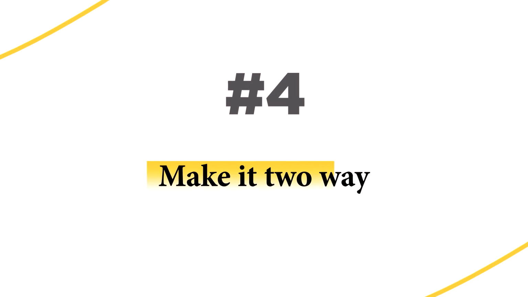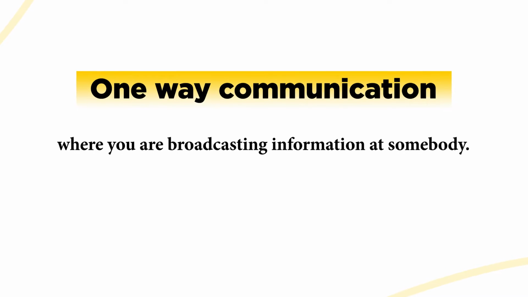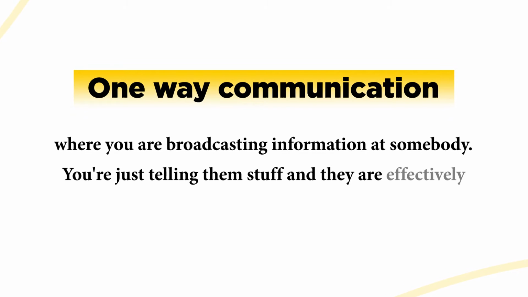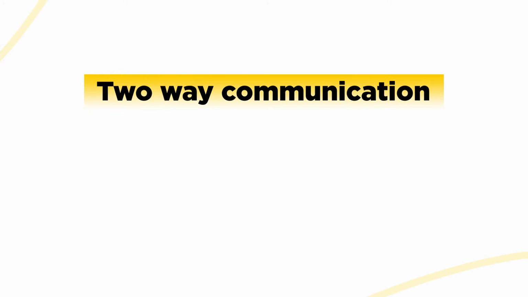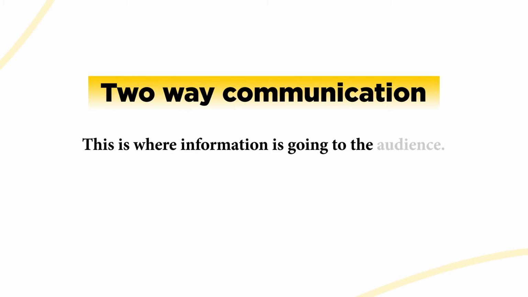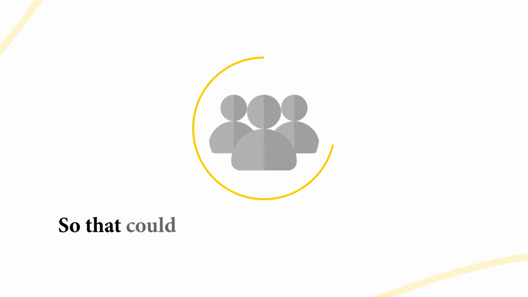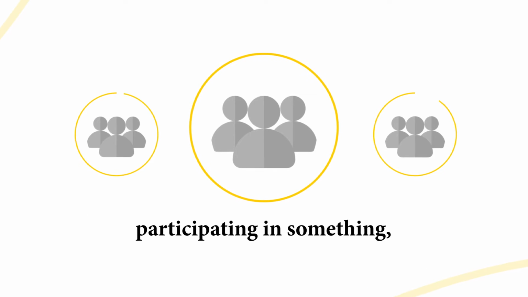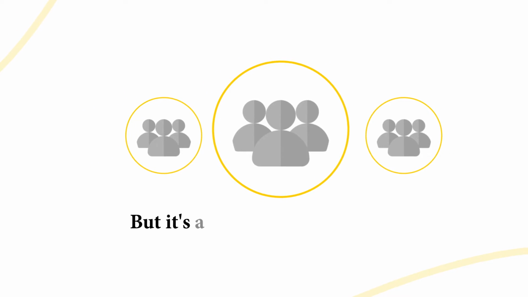Fourth thing you should be thinking about for a communications campaign is to make it two-way. So you can think about communication in general in two buckets. One-way communication is where you are broadcasting information at somebody. You're just telling them stuff and they are effectively just passive recipients of that information. And then we have two-way communication. This is where information is going to the audience, but then there's something coming back. So there's a two-way relationship. That could be the audience getting involved, participating in something, asking questions, interacting with the content, anything like that, but it's a two-way conversation.